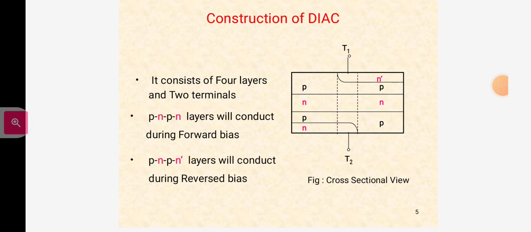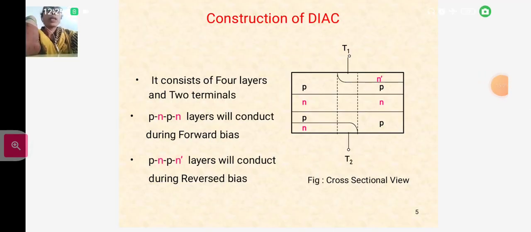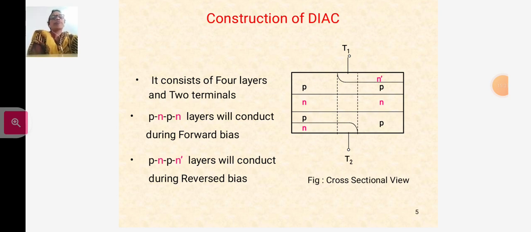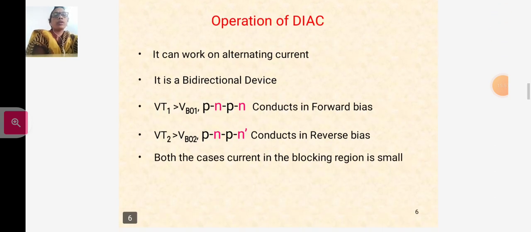PN layers will conduct during forward bias, and NPN dash layers will conduct during reverse bias. So what is the operation of diac? It can work on alternating current. It works only on alternating current. It is a bidirectional device.